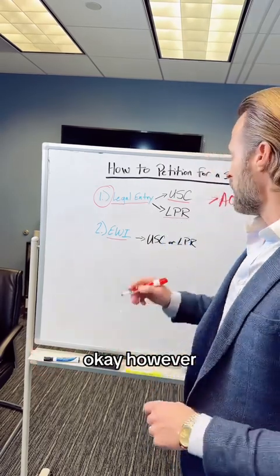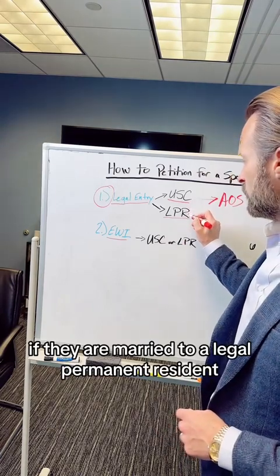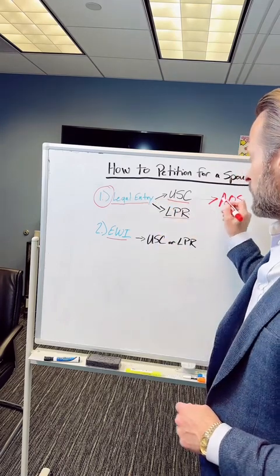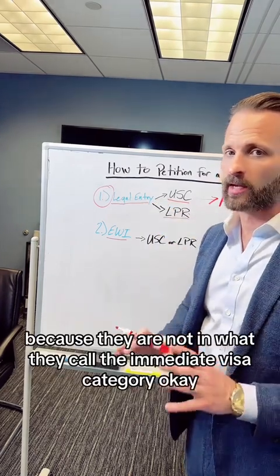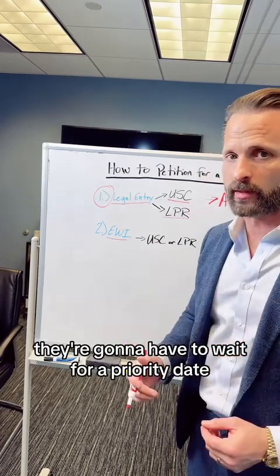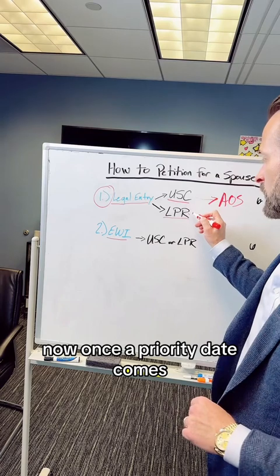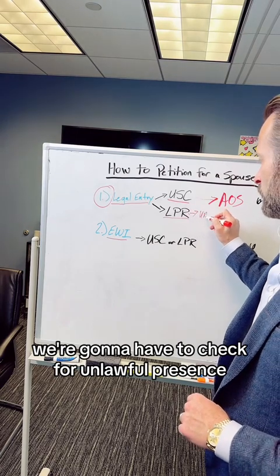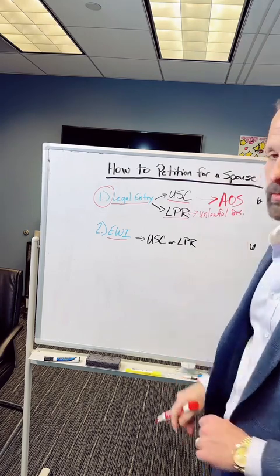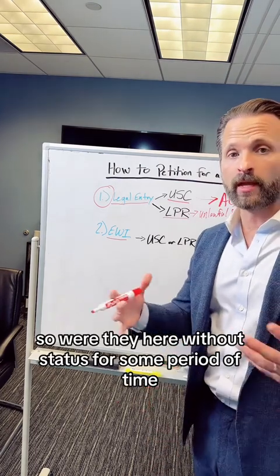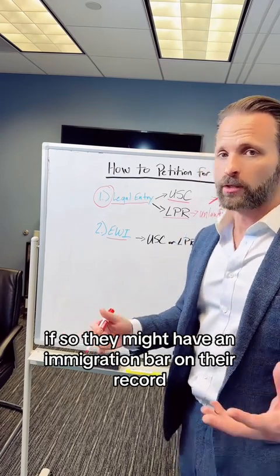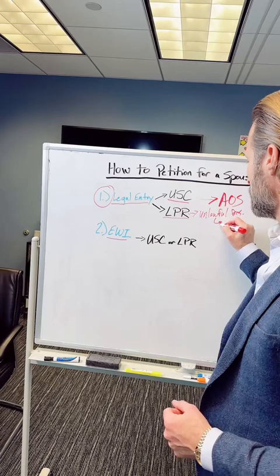Okay? However, if they are married to a legal permanent resident, okay, even if they came with a legal entry, they're not going to be able to do an adjustment of status because they are not in what they call the immediate visa category. Okay? They're going to have to wait for a priority date. Now, once a priority date comes, we're going to have to check for unlawful presence. So, were they here without status for some period of time? If so, they might have an immigration bar on their record.